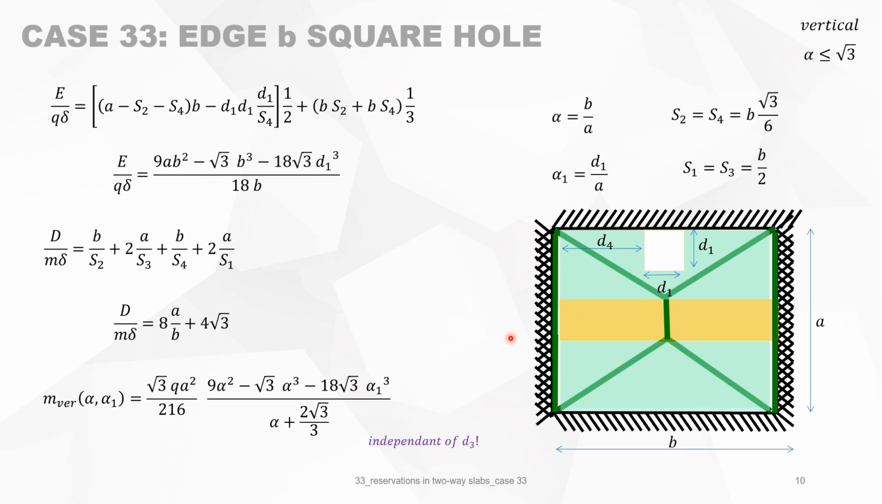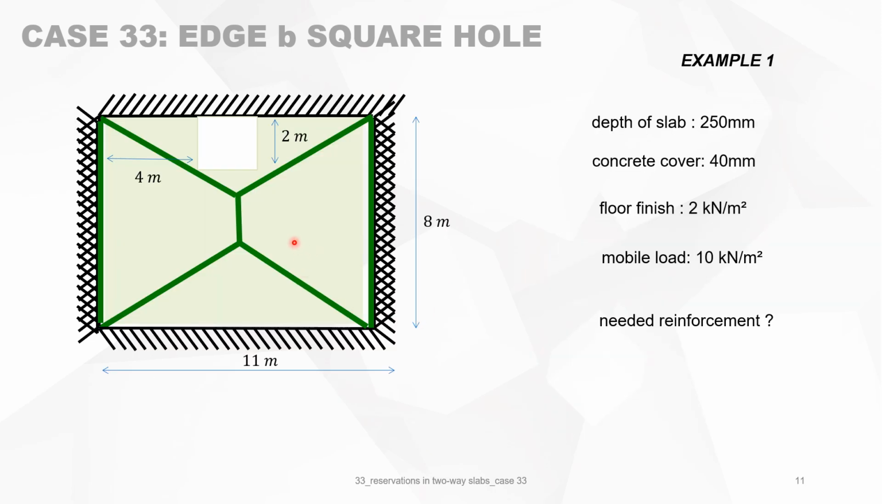Again, this is independent of the D1, which is this one. We can give an example. The case of a slab 8 by 13 meters, and we have a reservation of 2 by 2 meters at a distance of 4 meters. The slab is 250 millimeters, concrete cover 40, the floor finish 2, and the mobile load 10 kilonewton per square meter. So what is the needed reinforcement in this slab?